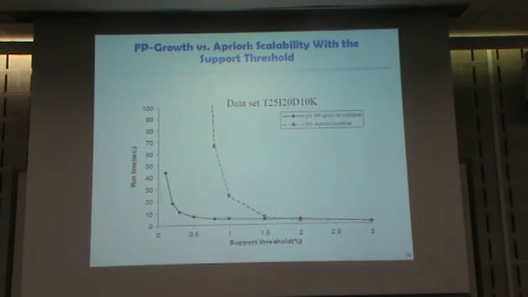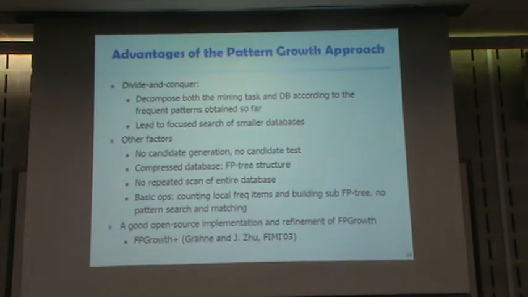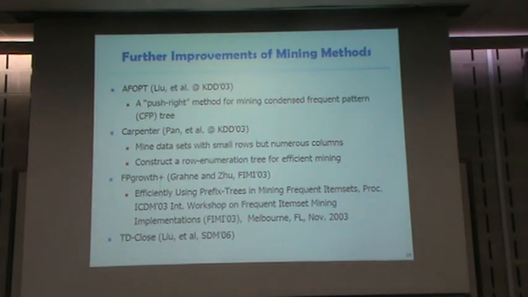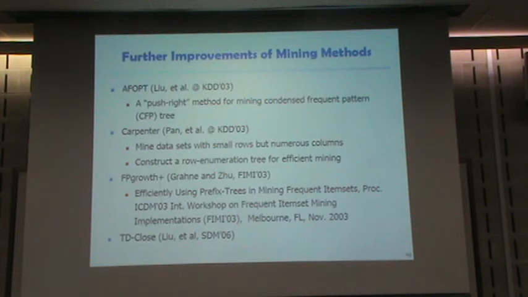So this slide shows how much more efficient it is compared to the Apriori algorithm for the FP growth. Okay, you can see the runtime is much lower, and with the different support level. There are variations of such a FP3 and FP growth.